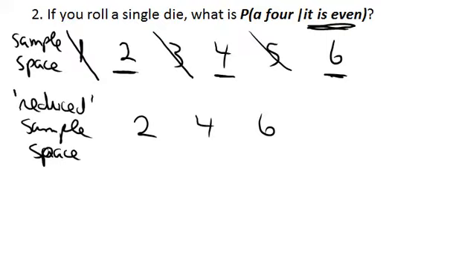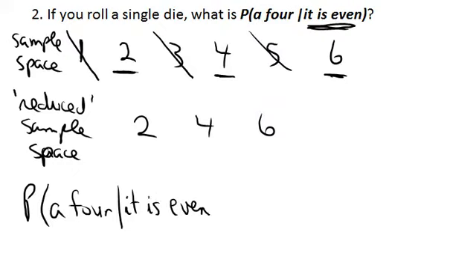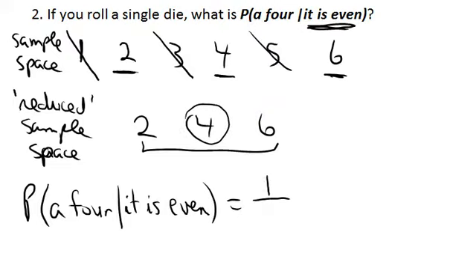So now I can answer the question very easily. What's the probability that I get a 4 given that the roll was even? Well, there's only one 4 out of the 3 elements in the reduced sample space. So the probability of drawing a 4 given that the roll was even is 1/3.